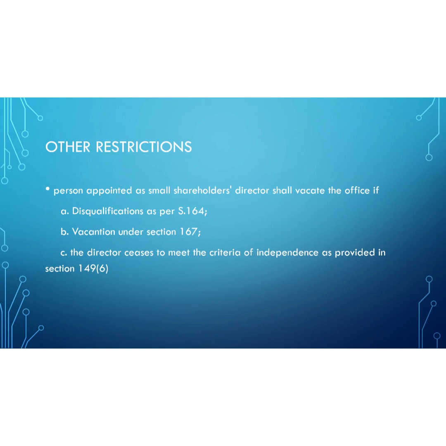Point 7. The person appointed as small shareholder director shall vacate the office if he incurs any of the disqualifications specified in section 164, if the office of the director becomes vacant under section 167, or the director ceases to meet the criteria of independence as provided in section 149(6).